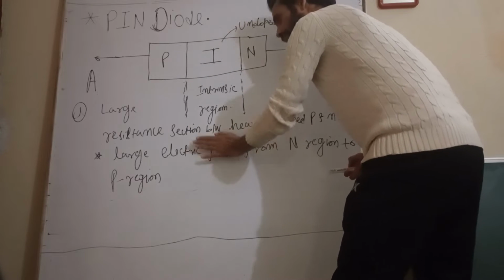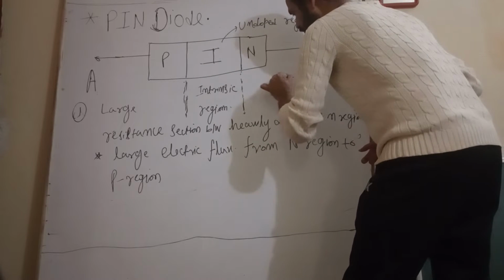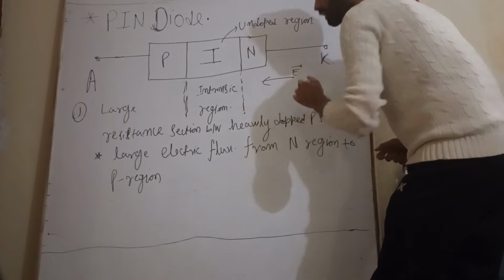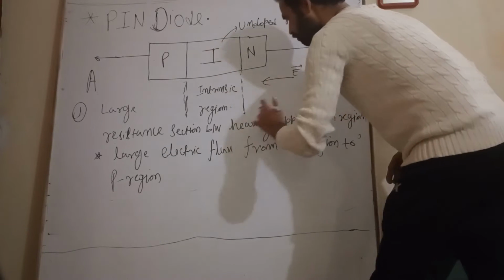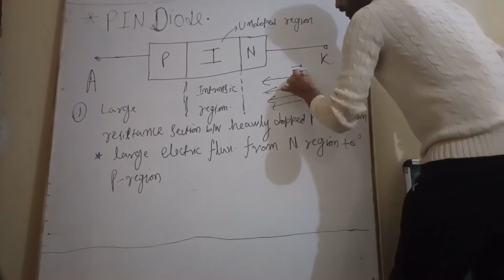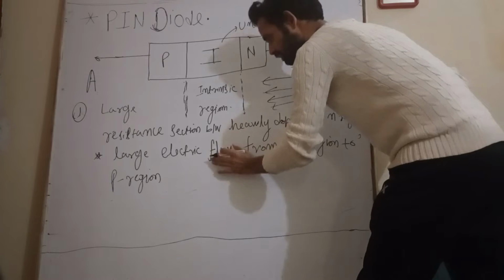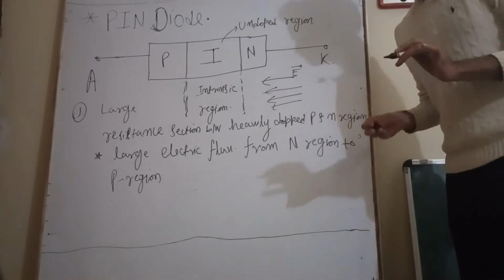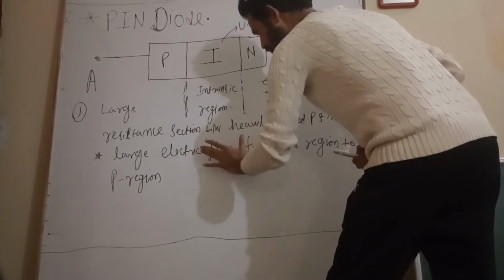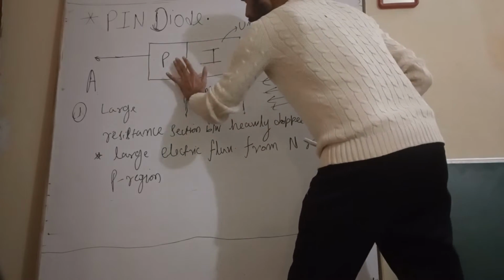Okay, if you say electric field, that is a single electric field. If you want to say electric flux, it means there are a lot of electric field lines. A group of electric field lines is nothing more than electric flux. So this electric flux will get established from the n region to the p region.